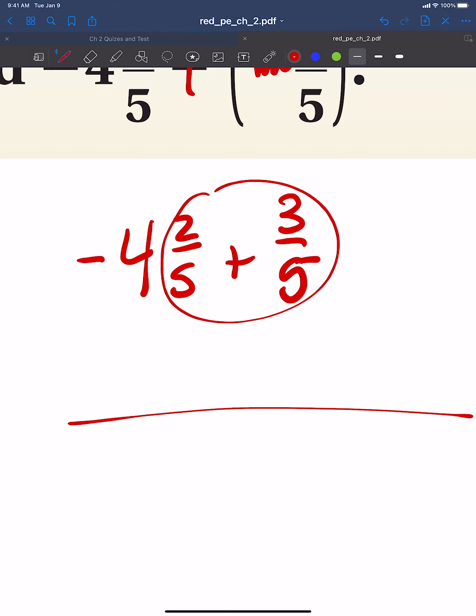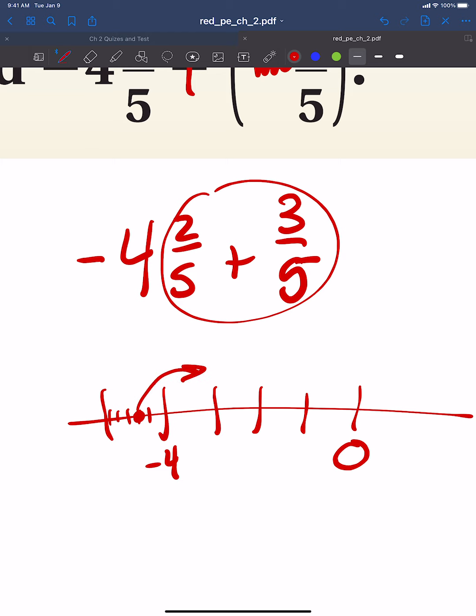If you think about a number line, 1, 2, 3, 4, 5, here's -4 and 2/5. If you're subtracting, I'm taking 3/5 out of there, so it's going to go that way. That means the 4 is going to go away, and we're going to be somewhere in the -3s.